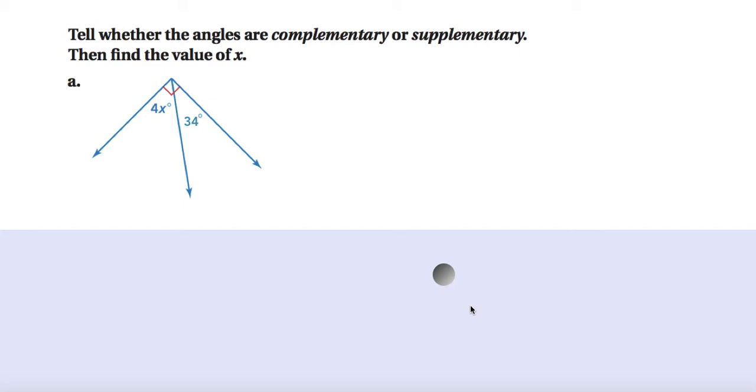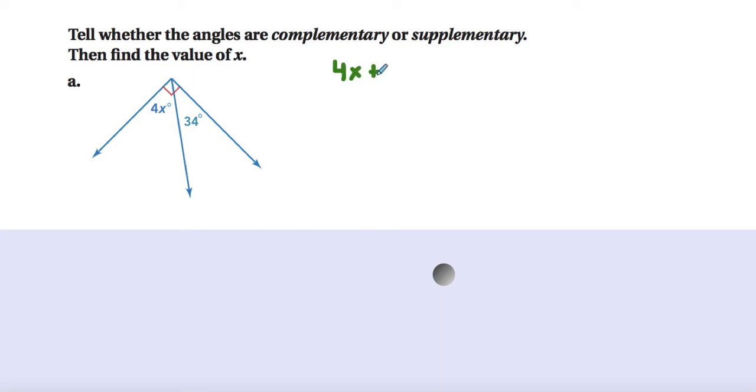Let's tell whether the angles are complementary or supplementary. Then we'll find the value of x. So here I notice that I have two angles that come together to form a 90-degree angle. So that means we have a complementary angle. If I know that together the sum of my two angles equals 90, I can solve for x.